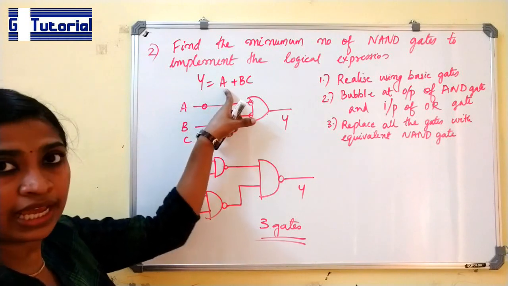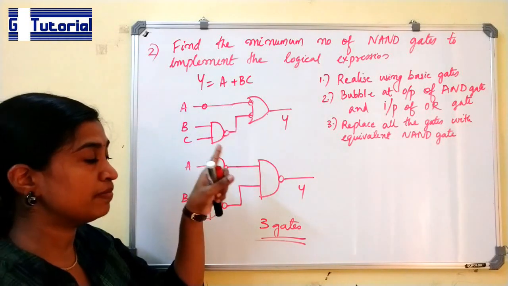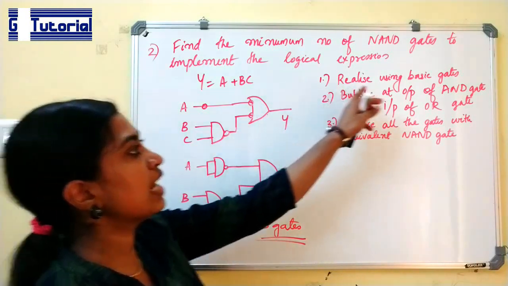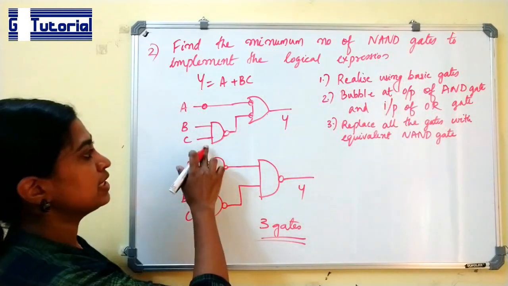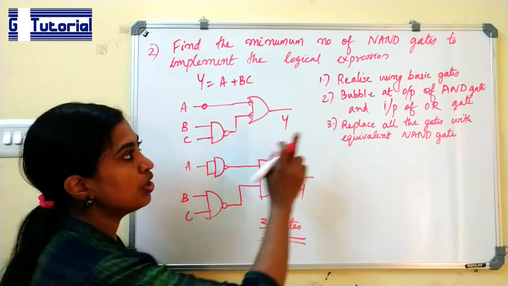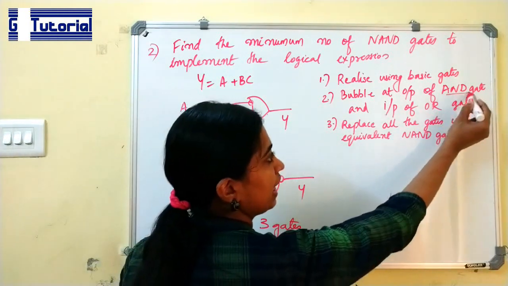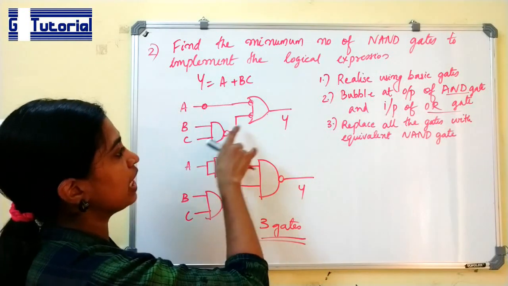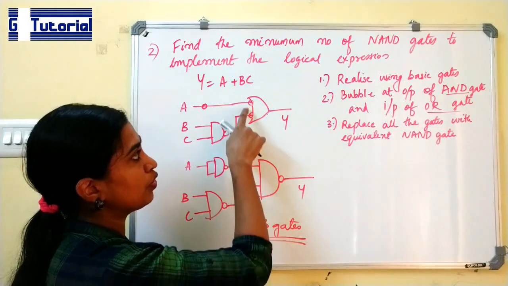This is our question. Y is equal to A plus BC. If it is not in the reduced form, you have to reduce it. Then realize it using basic gates. This is our basic circuit. Now we have to bubble the output of the AND gate and the input of the OR gate. So we are bubbling the output of the AND gate and the input of the OR gate.